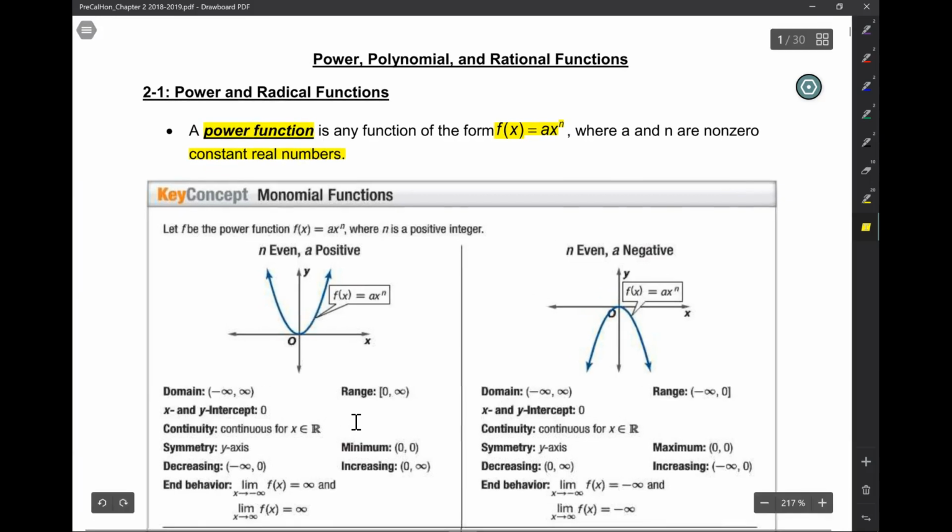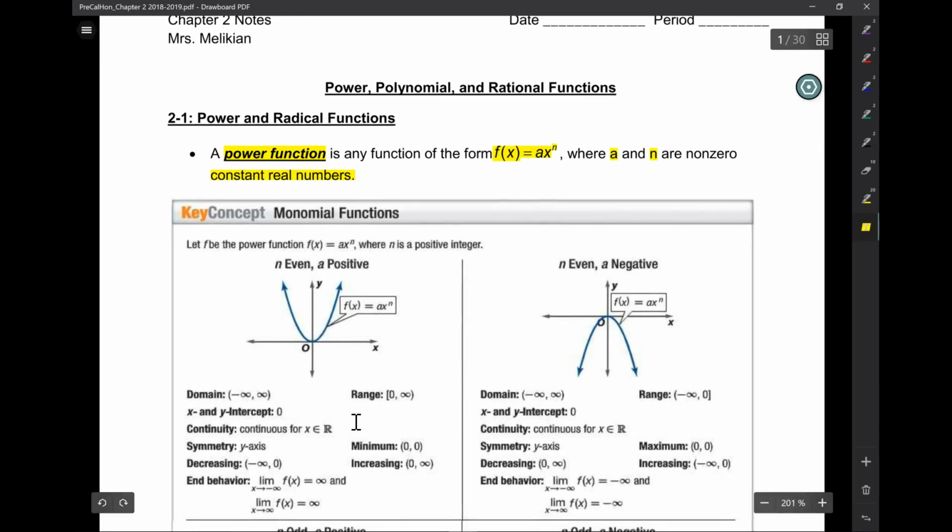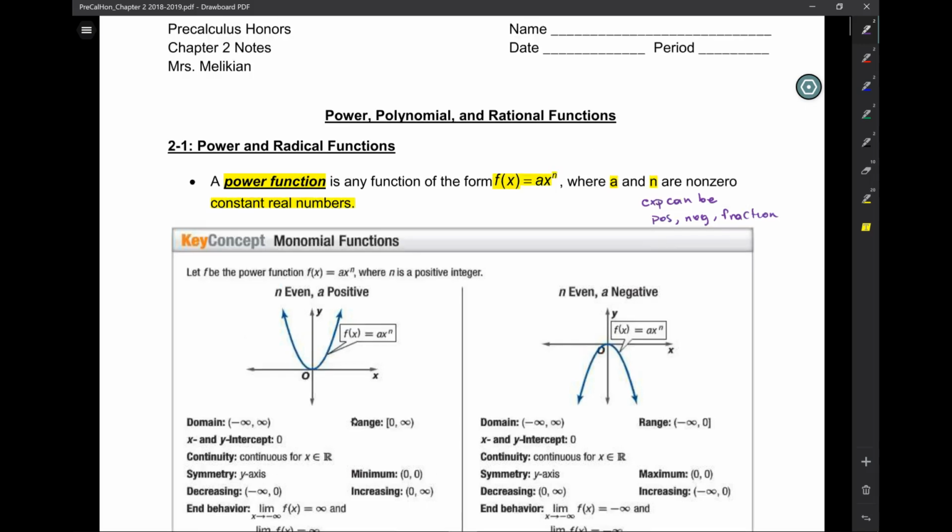Where a and n are non-zero constant real numbers, okay? So when we talk about a power function, remember that exponents can be positive, negative, or a fraction. Okay, now let's talk a little bit about how we manipulate this stuff.